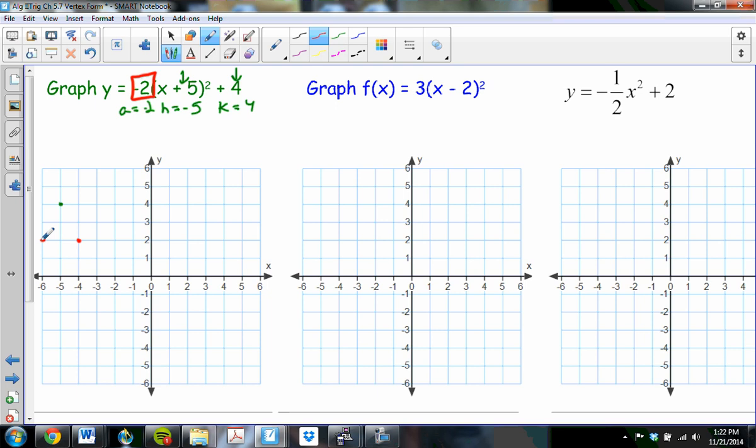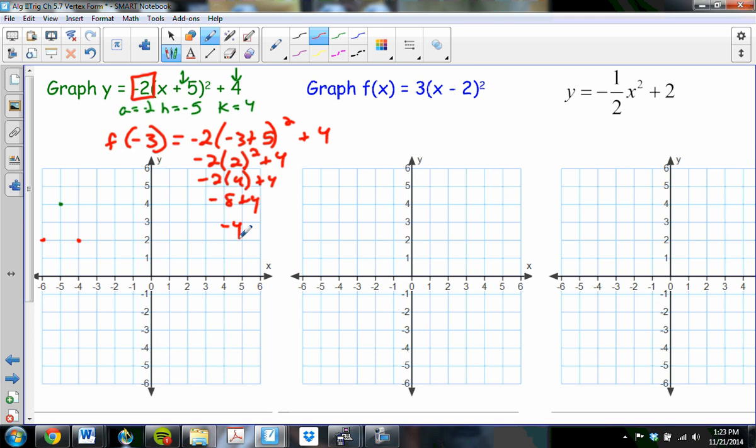At this point, if I wanted to plug stuff in, I could. I could plug -3 in for x. If I do -3, I get -2 times (-3 plus 5) squared plus 4. And -3 plus 5 is 2. 2 squared is 4. So that's -8 plus 4, which is -4. This is the point -3, -4 down here. I can get a symmetric point on the other side. I don't really have room for that. So my parabola is going to go like this.